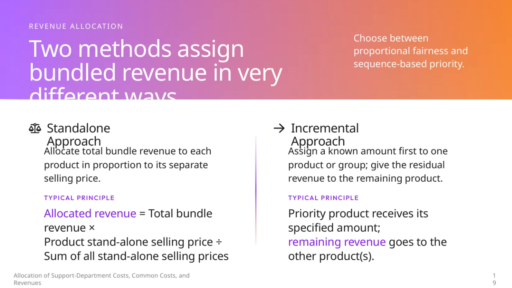On the other hand, the incremental approach works differently. You start by assigning a fixed, known amount of revenue to one product or a group of products that have priority. Whatever revenue is left over from the bundle is then allocated to the remaining products. So the priority product or group gets their specific share first, and the rest divides the residual. This approach is useful when one product clearly takes precedence in the bundle. Both methods are important for properly allocating revenues, especially when dealing with support department costs, common costs, or combined revenues. Understanding these approaches helps ensure transparency and fairness in financial reporting.